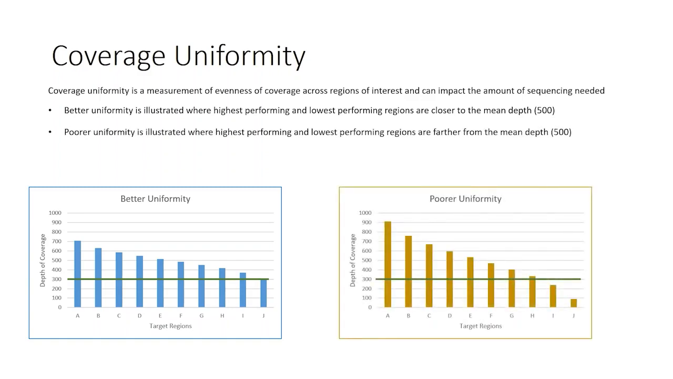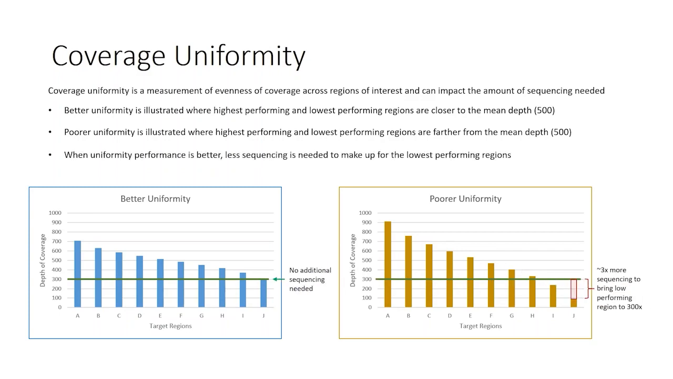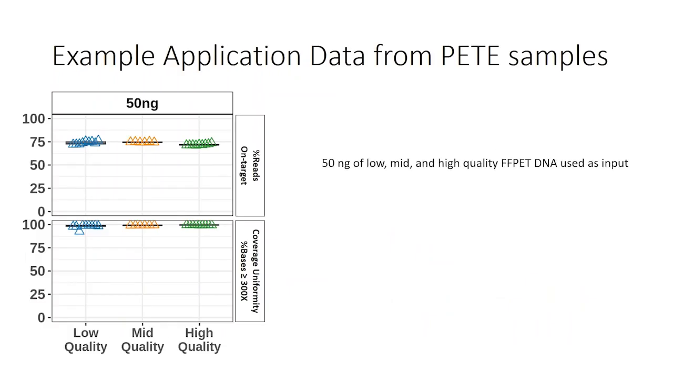Poorer uniformity is illustrated where the highest performing and lowest performing regions are farther from the mean depth. Here in the poorer uniformity, you can see region A is at about 900, region J is at about 100, and ultimately you can see it's uneven coverage. Why is this important? When uniformity performance is better, less sequencing is needed to make up for the lowest performing regions. Let's say we want to get to 300x. In the better uniformity, no additional sequencing is needed. In the poorer uniformity, you need 3 times more sequencing to bring the low performing region, J, to 300x.